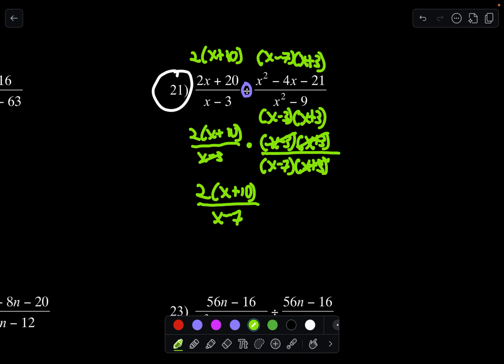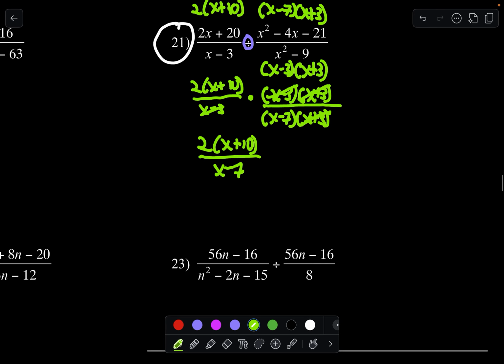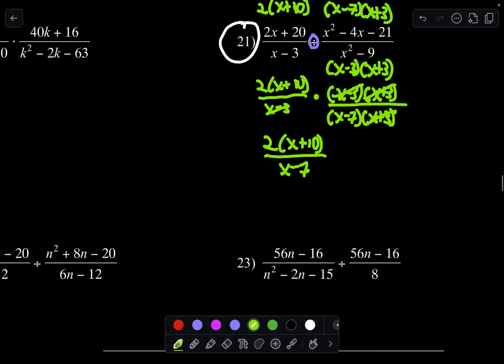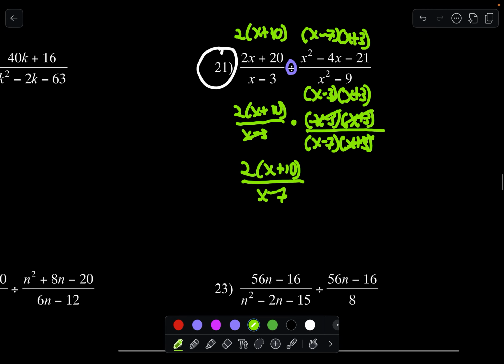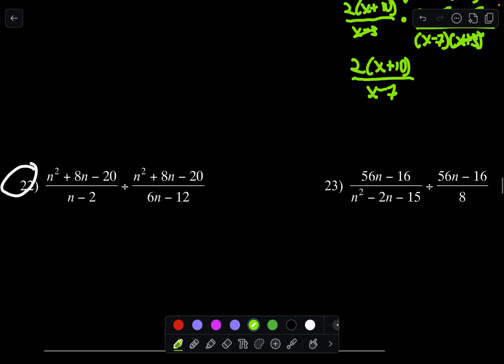rational expression for 21. All right, so again, division, you turn into multiplication by flipping the right fraction upside down to find the reciprocal, and then we multiply, because that's how you divide fractions. You multiply by the reciprocal.